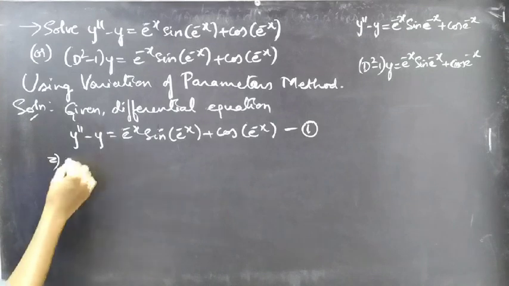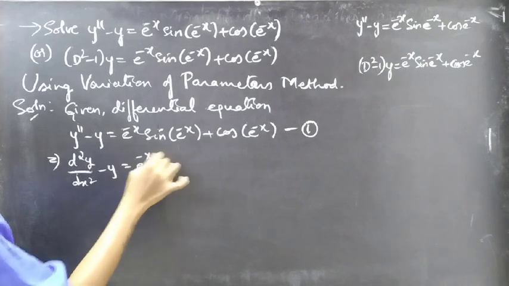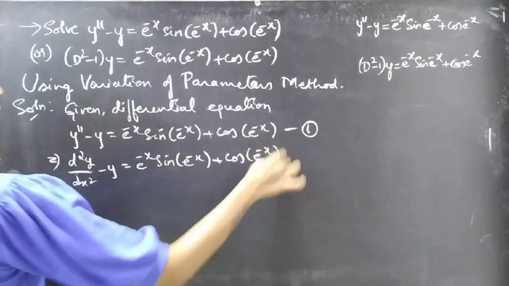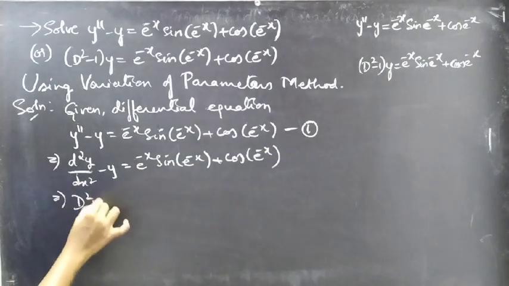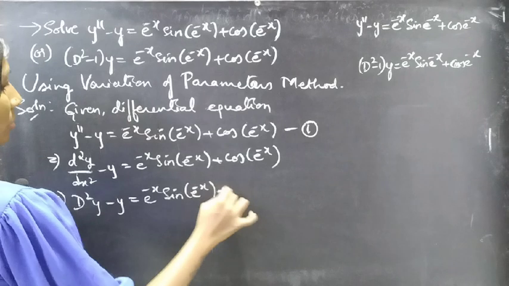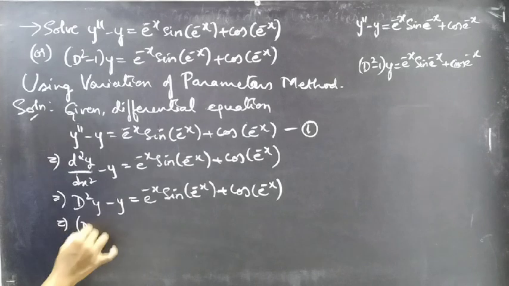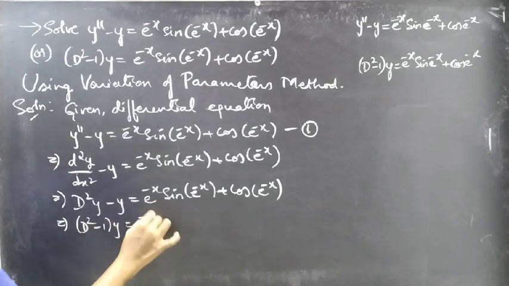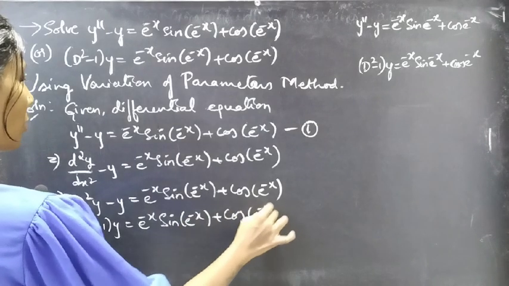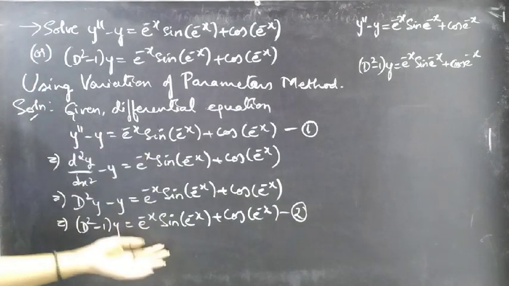Now we can write y double dash as d square y by dx square minus y equal to the RHS part. Now write d square y by dx square as capital D square y minus y equal to e power minus x sin e power minus x plus cos e power minus x. Now take y common from these two terms. We'll get D square minus 1 into y equal to e power minus x sin of e power minus x plus cos e power minus x. Consider as equation 2, which is in operator form. Equation 1 in operator form is equation 2.